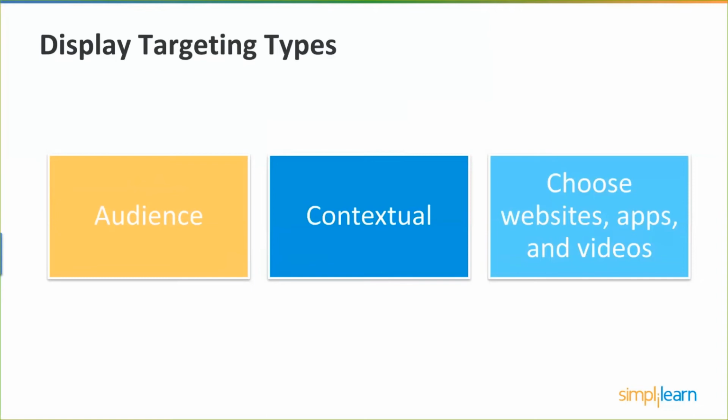Now, contextual is different. Contextual, derived from content, right, is based upon what that page's data is, or similar pages users have been to very recently. And then finally, the third option is you can choose individual websites, apps, placements, videos where you want your ads to appear.